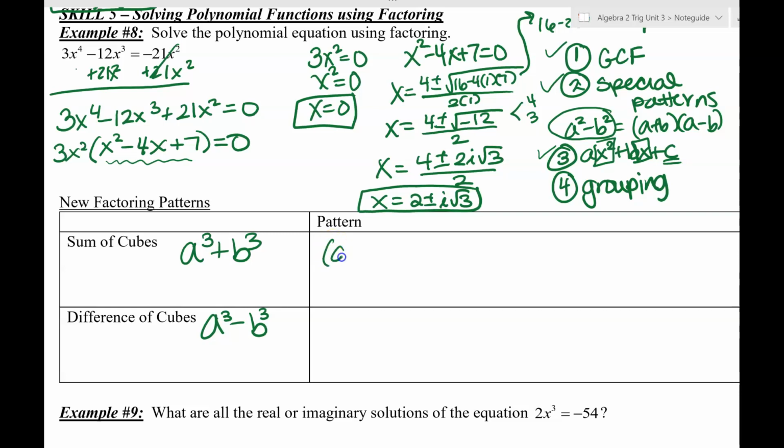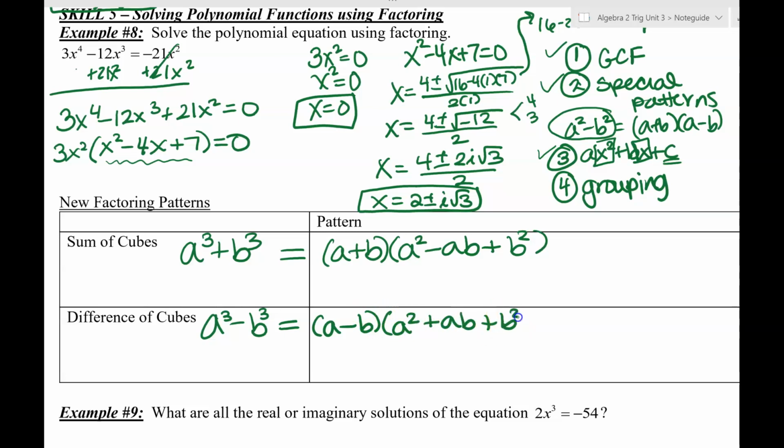So this is our pattern that we're saying is going to equal a plus b, and then here's what it would multiply. And I'll show you guys how this works. And if it's a minus between them, you get the same pattern of values, but different signs. So you don't plug in A or B as positive or negative, you just use these patterns here.